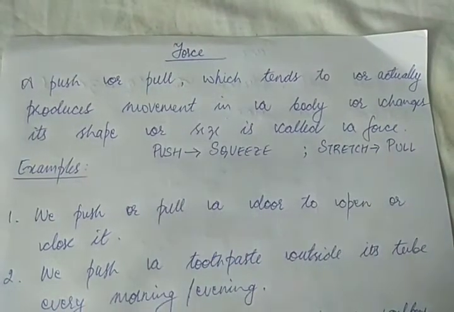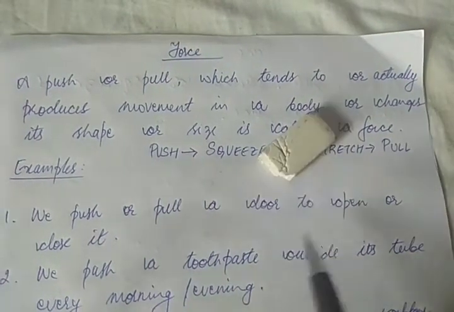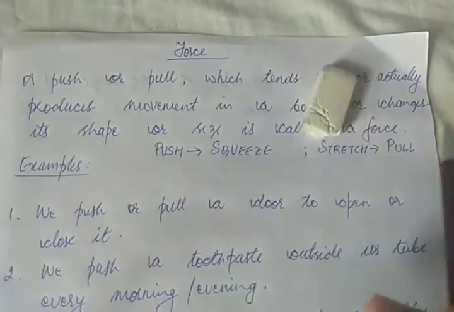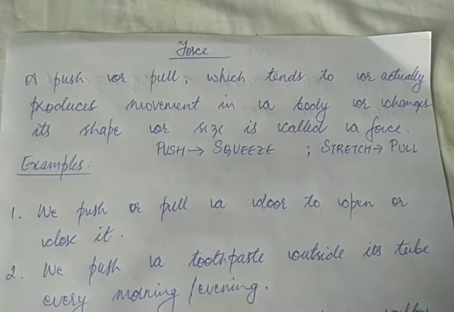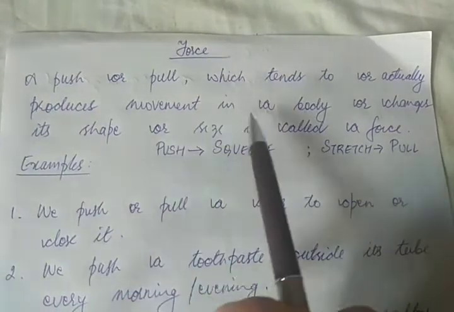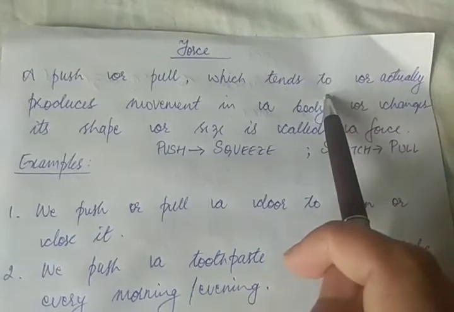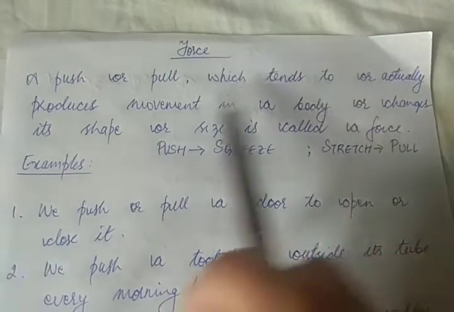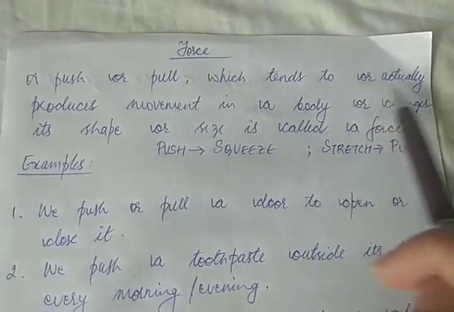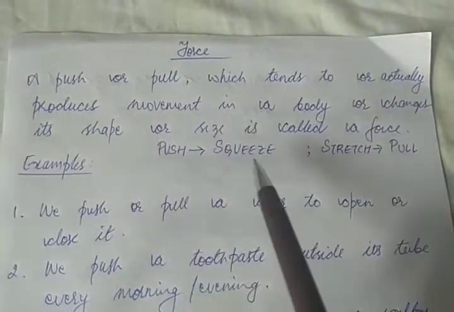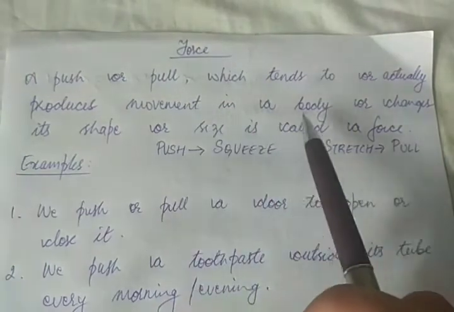In some cases, like in the case of this eraser being pushed, movement is actually being produced, as you can see. But it is not necessary that in every case movement will be produced. That is why we've written a push or pull which tends to, meaning wants to but is not always successful to produce movement, or actually produces movement in a body, like in the case of the eraser.